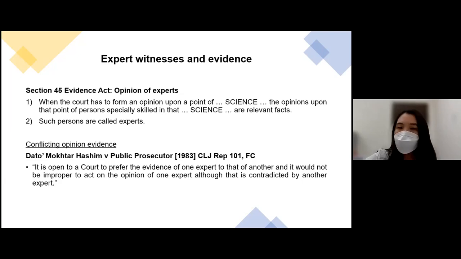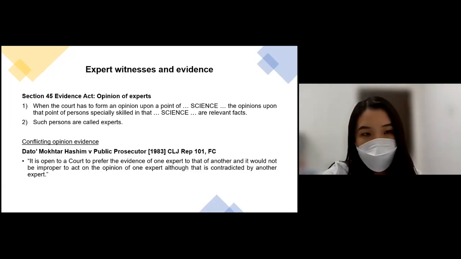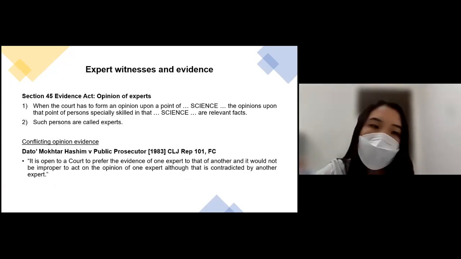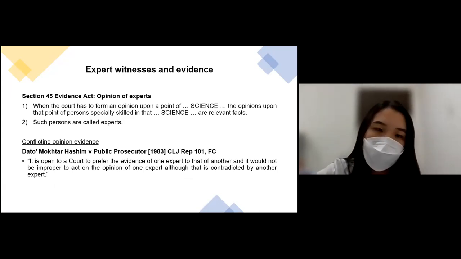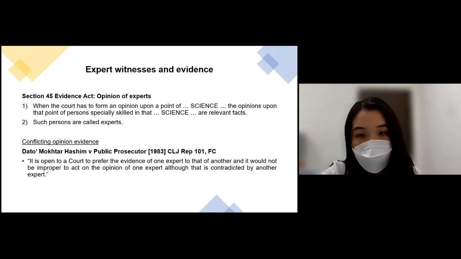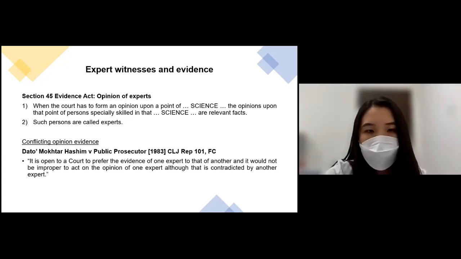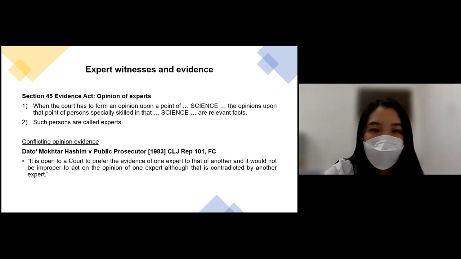But then since the purchasers and the developers will adduce their own set of expert evidence and also call their own expert witnesses, so it's quite usual to have conflicting opinion evidence in defect claims. So in Dato' Mokhtar Hashim against public prosecutor, the Federal Court held that it's open for a court to prefer the evidence of one expert to that of another, and it would not be improper to act on the opinion of one expert, although that is contradicted by another expert. So which means that it is up to the court to prefer which evidence should prevail.